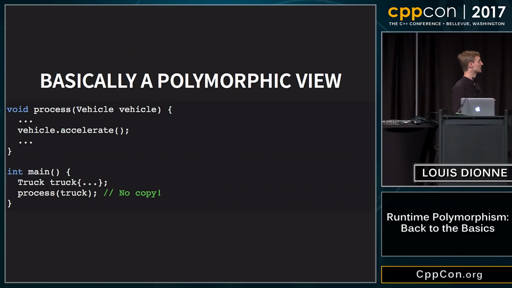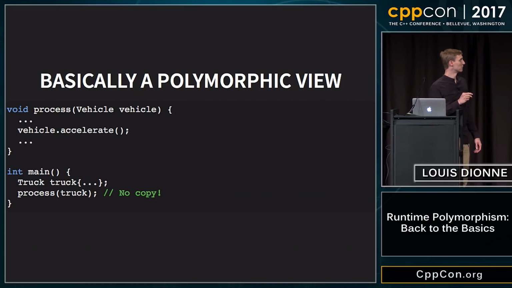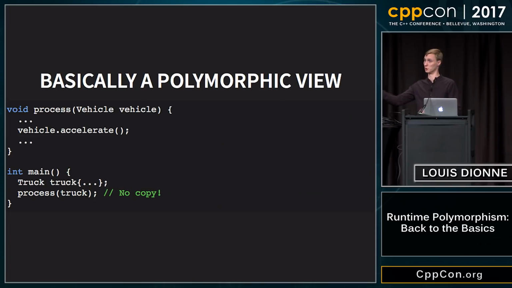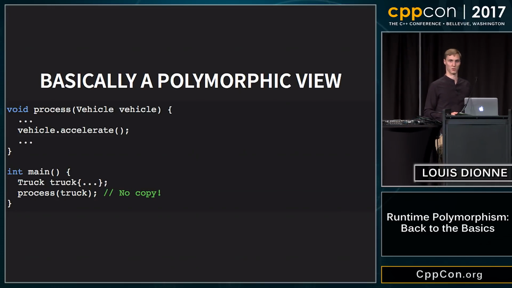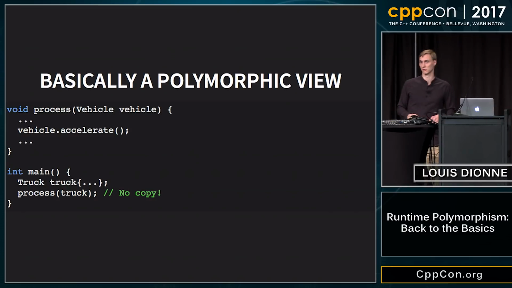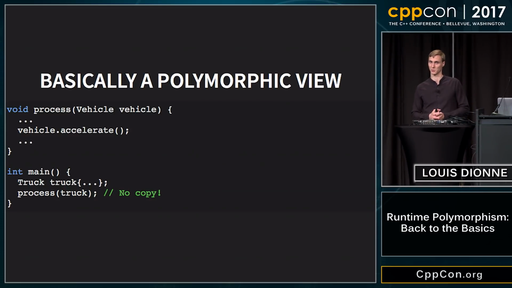So in this case here, for example, I have my truck, it lives on the stack, and then I call my process function, which takes a vehicle, but there's no copy being made because I don't actually try to copy the object. I just take the address basically of my object under the hood, right? And there's nothing to do in the destructor as well.